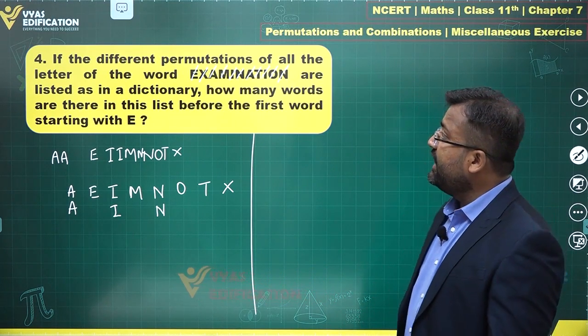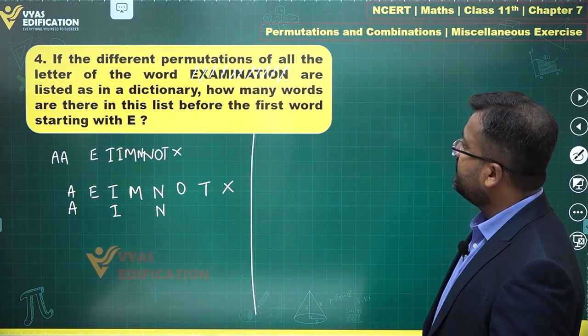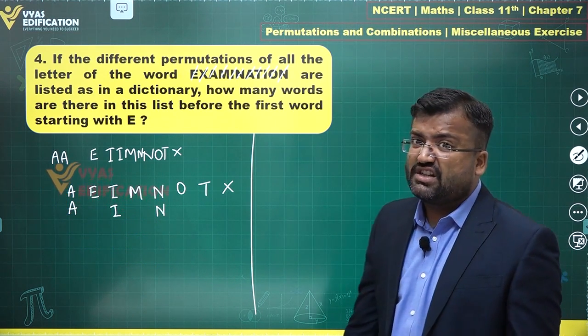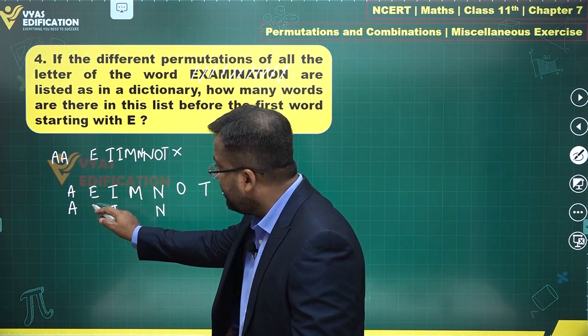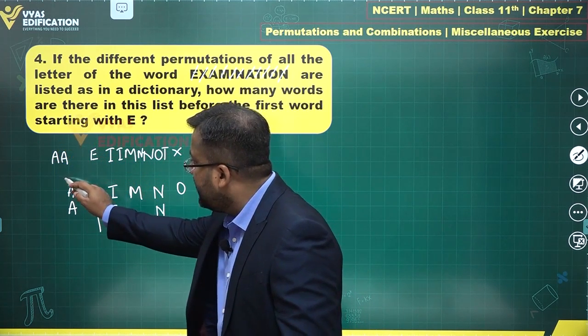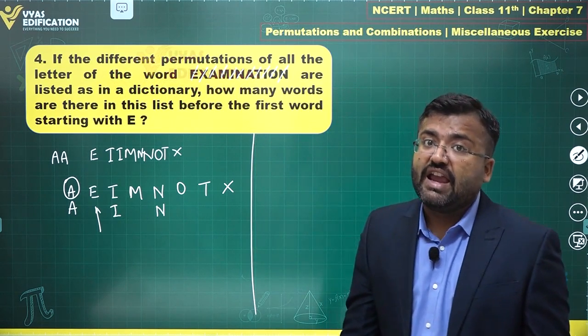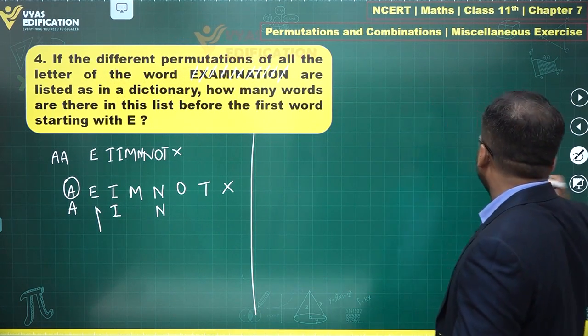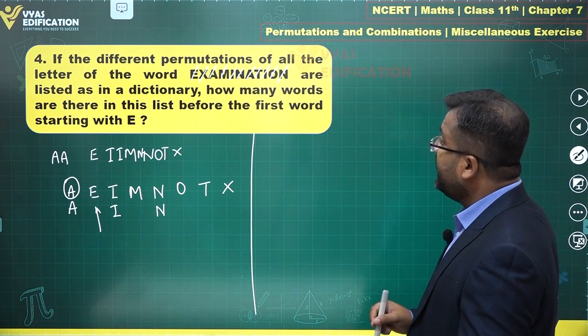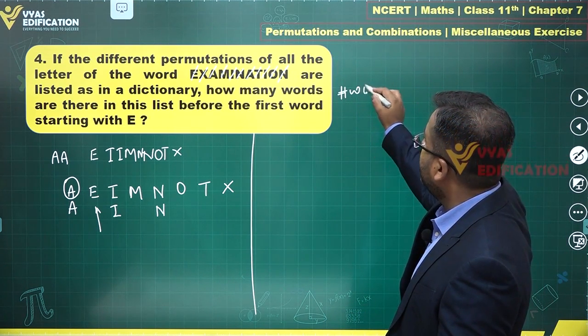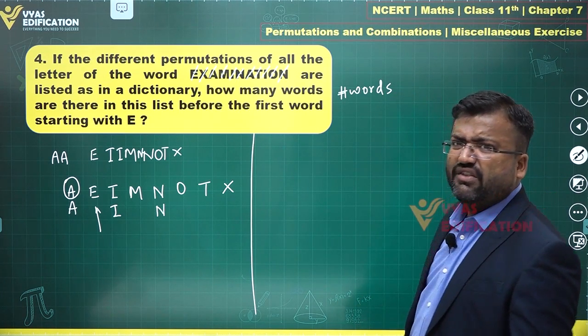Next, different combinations of all the letters of the word are written as a dictionary. How many words are there in this list before the first word starting with E? Before the first word starting with E, there will be words starting with A. So words starting with A is what we are supposed to count.